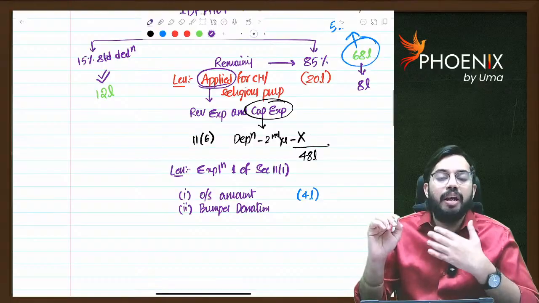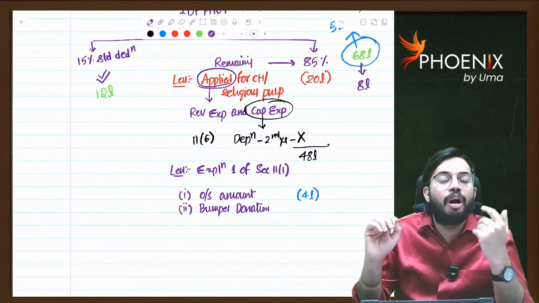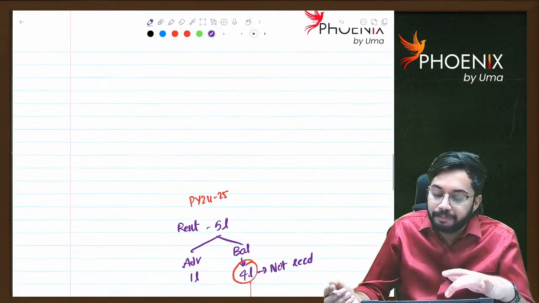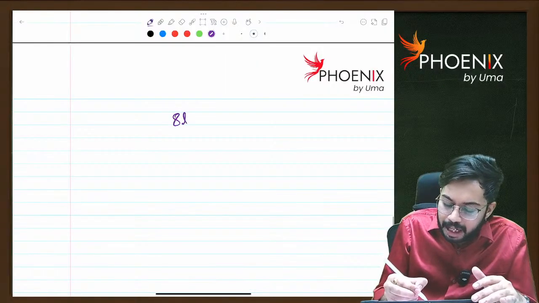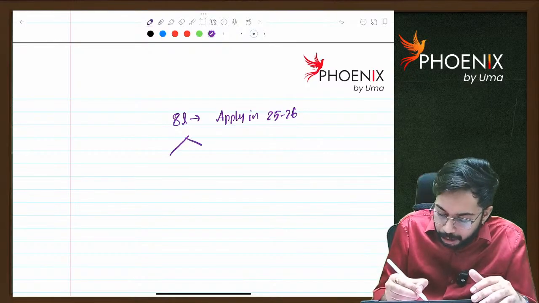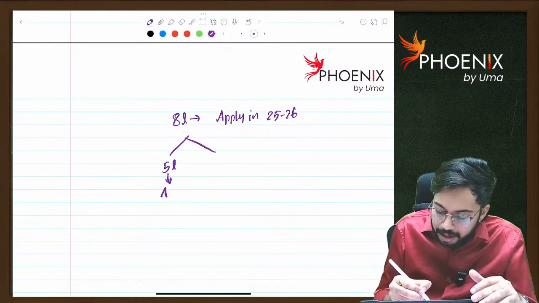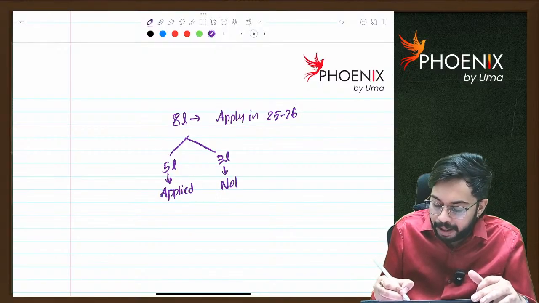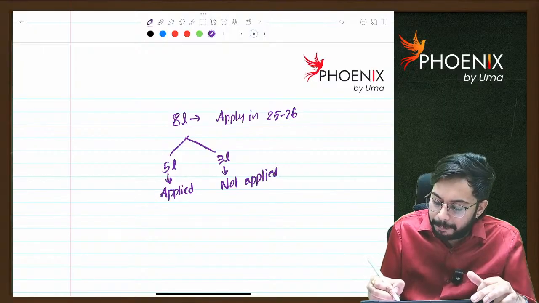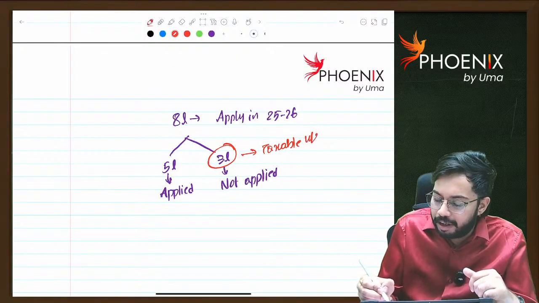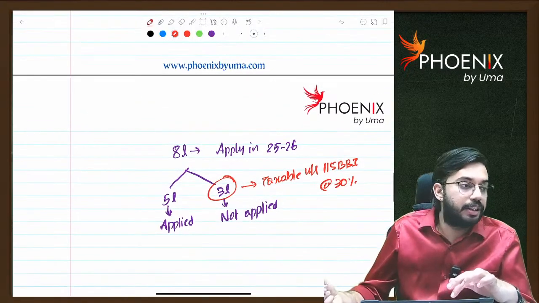So in the current previous year, on 31st March, I got 8 lakh rupees bumper donation. Total 8 lakh rupees I will claim as deduction. Whatever 8 lakh rupees is there, I should apply in 25-26. But out of 8 lakh rupees, 5 lakh rupees I applied and 3 lakh rupees was not applied. Whatever amount was not applied is taxable under section 115BBI at the rate of 30%. Next, shall I explain further?